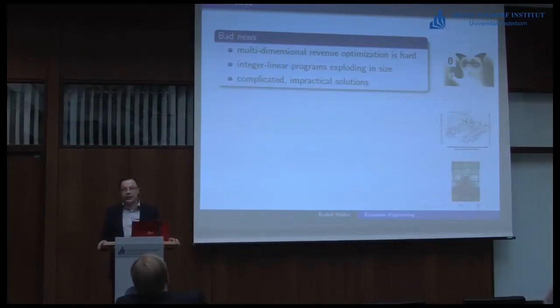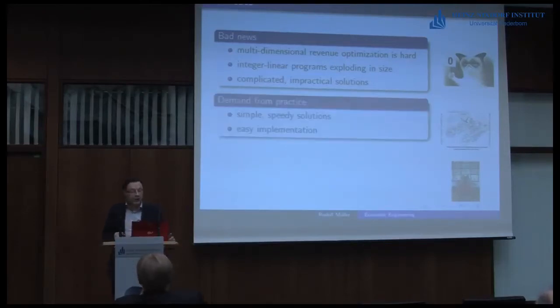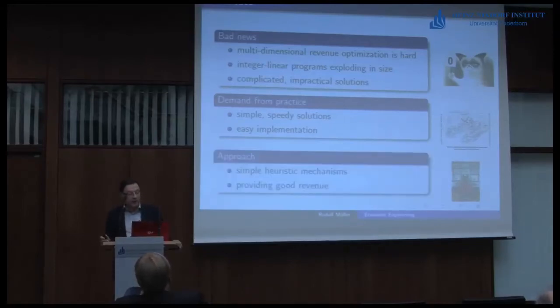Now, I said already, why is that problem difficult? It is multidimensional, because now every bidder has two pieces of information: the value for getting the item shared, plus the extra marginal value if he's the only winner in the auction. So two-dimensional information. The integer linear program would again explode in size, and next to it, it would be difficult to analyze because of the two dimensions. We would not have such a simple monotonicity property that we could exploit in the public good case. And we would be afraid to get complicated impractical solutions. So we want to have speedy solutions that are easy to implement.